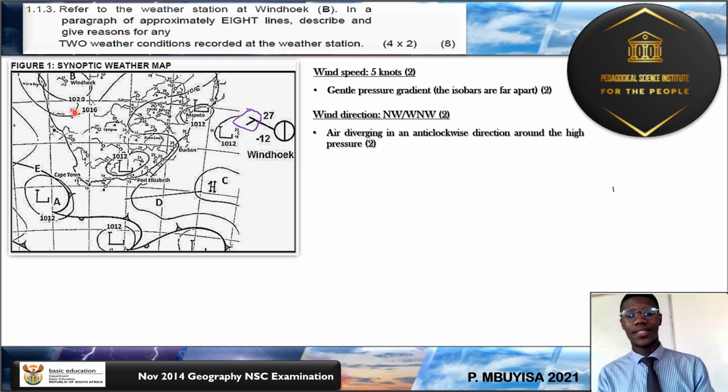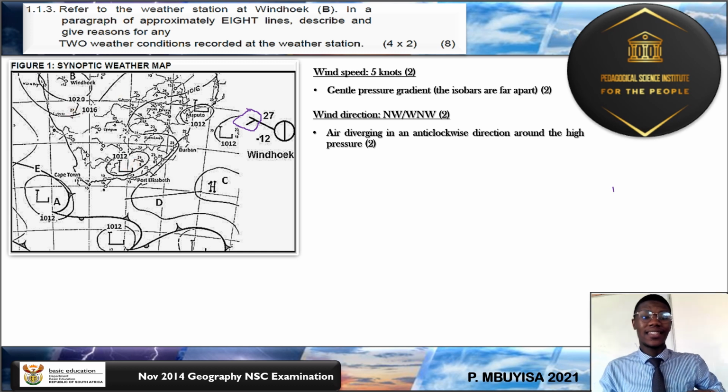And then what's the wind direction? That is northwest or northwest of northwest. So that is acceptable. And why is that? We have air diverging. Diverging is air sinking. Remember, this weather station depicts winter conditions simply because we have mid-latitude cyclones. We have air diverging. Remember, when air diverges, it sinks and divides or moves further apart. So that is divergence, and it is happening in an anti-clockwise direction around the high pressure that is there.